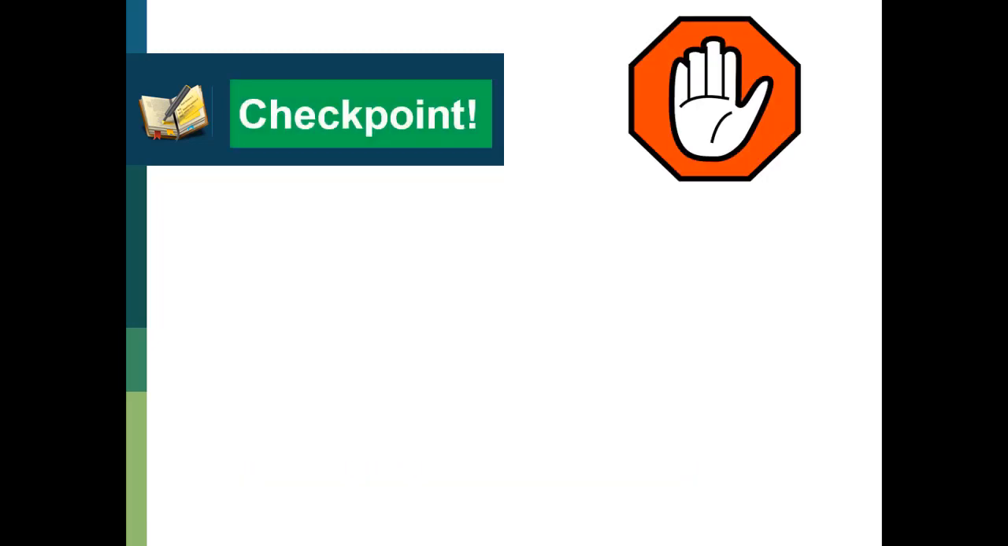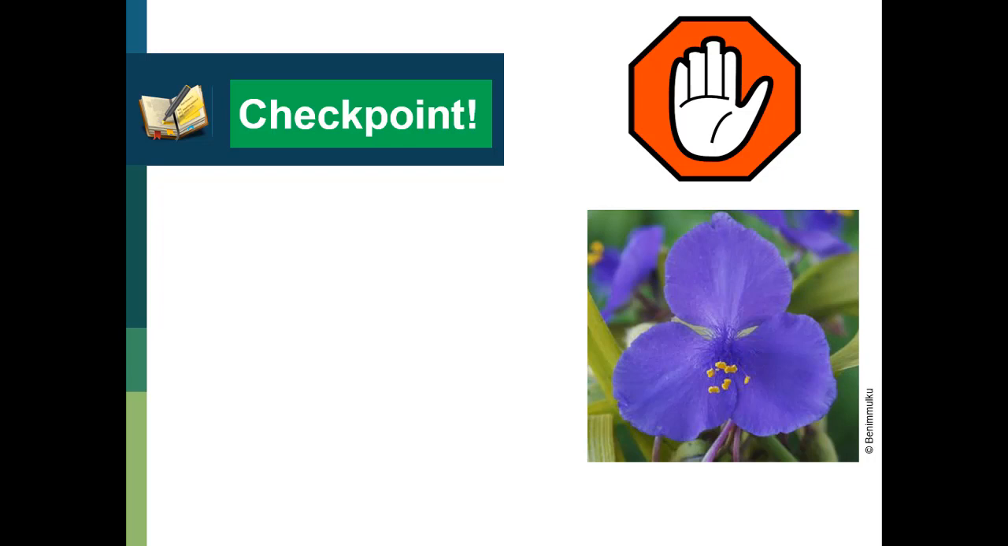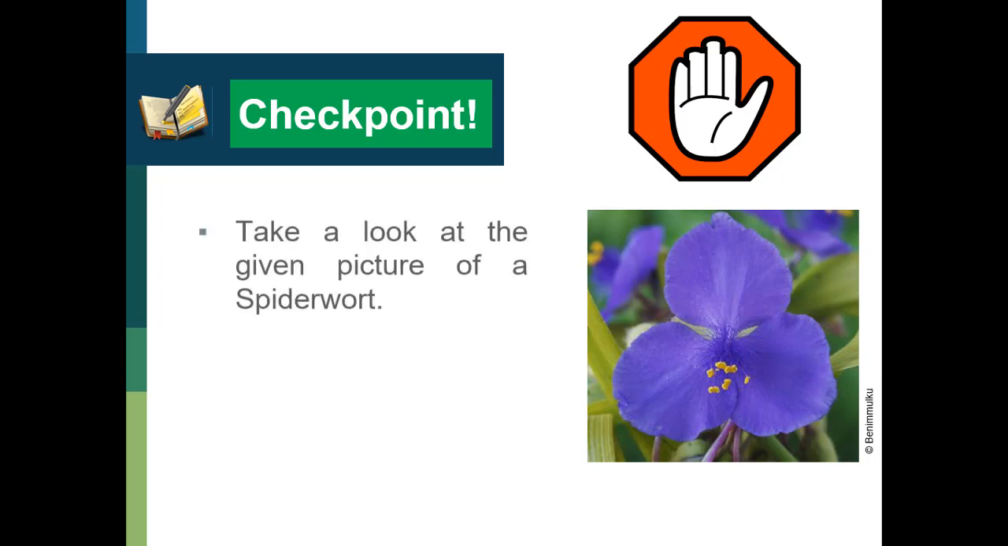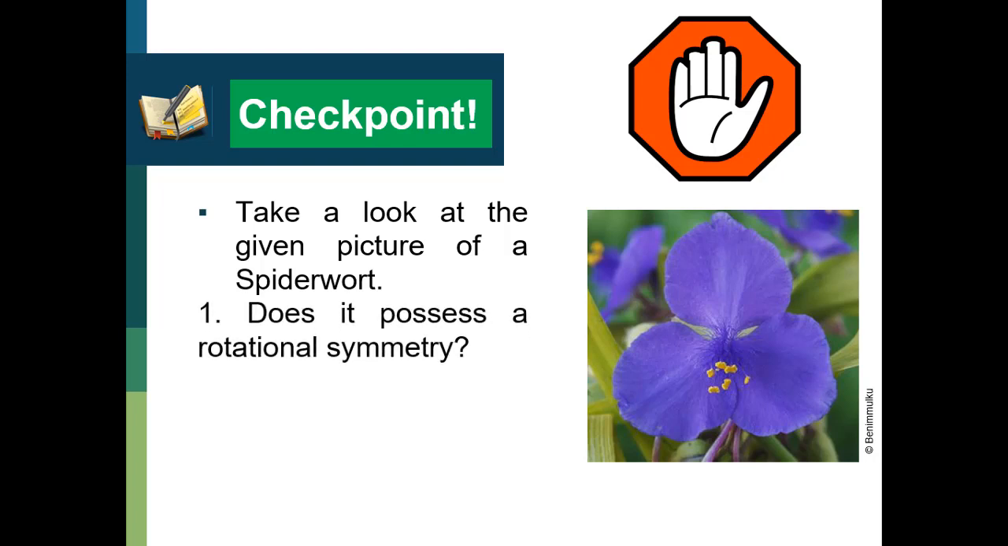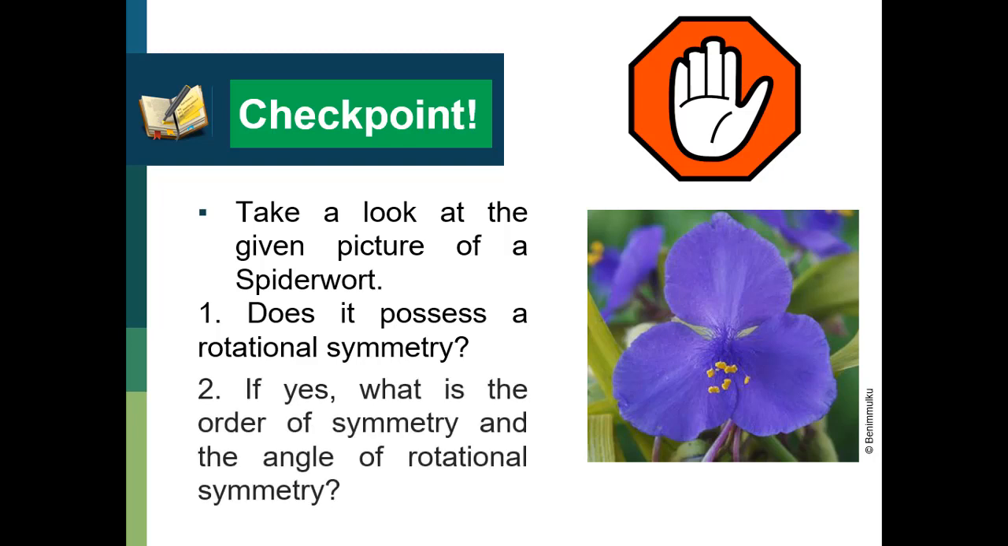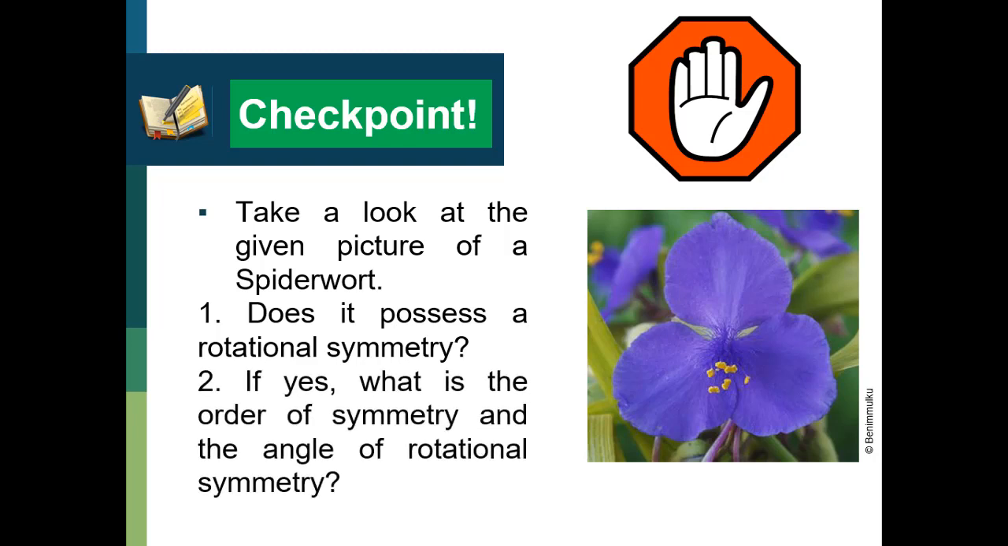We have another checkpoint, so try to pause, ponder, and analyze this question. This is a very beautiful flower. This is known as a spiderwort. Now the question is, does it possess a rotational symmetry? And if yes, what is the order of symmetry and the angle of rotational symmetry? So basically, you now have an idea of the order of symmetry because it has 3 arms.